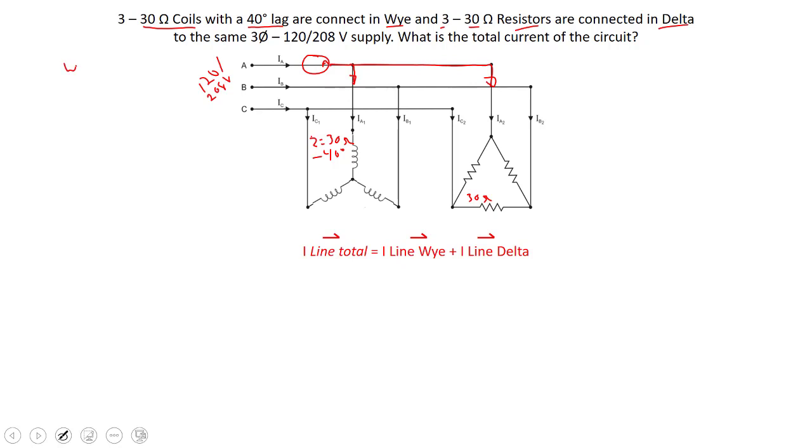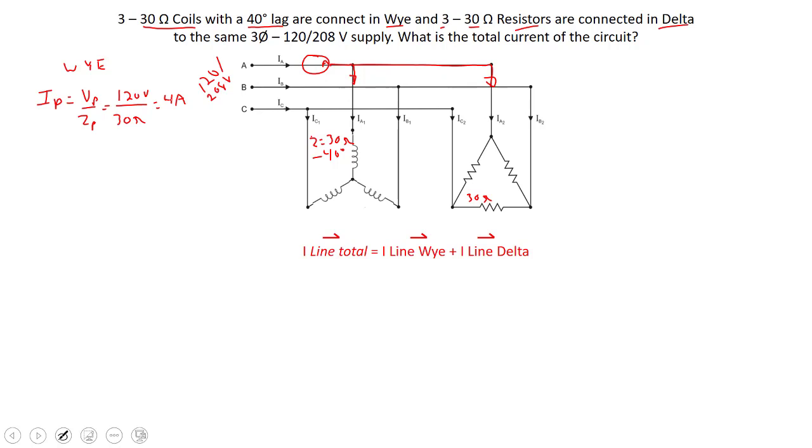So for Y, let's remember the rules of Y. We know that V line is equal to V phase times root 3, but they've already given us the phase voltage. And we also know that line current and phase current are the same value. So we have enough information to solve for the phase current. I phase is equal to the voltage of the phase divided by the impedance in each phase. In our case, our phase voltage given is 120 volts divided by the 30 ohms, and that comes to 4 amps.